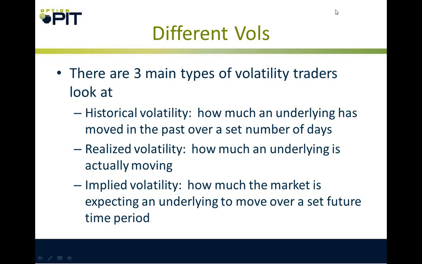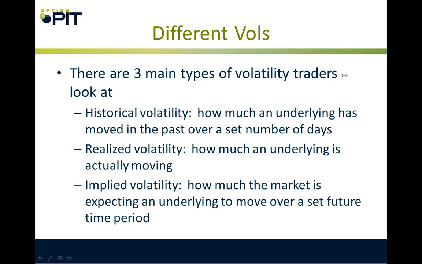There are three main types of volatility traders look at. Historical volatility is how much an underlying has moved in the past over a set number of days. We look at 10-day, 20-day, 30-day, 60-day, 180-day historical volatility. Then there is realized volatility, and sometimes realized and historical will be used interchangeably. I look at realized volatility as how much an underlying is moving right now or in the absolute immediate.